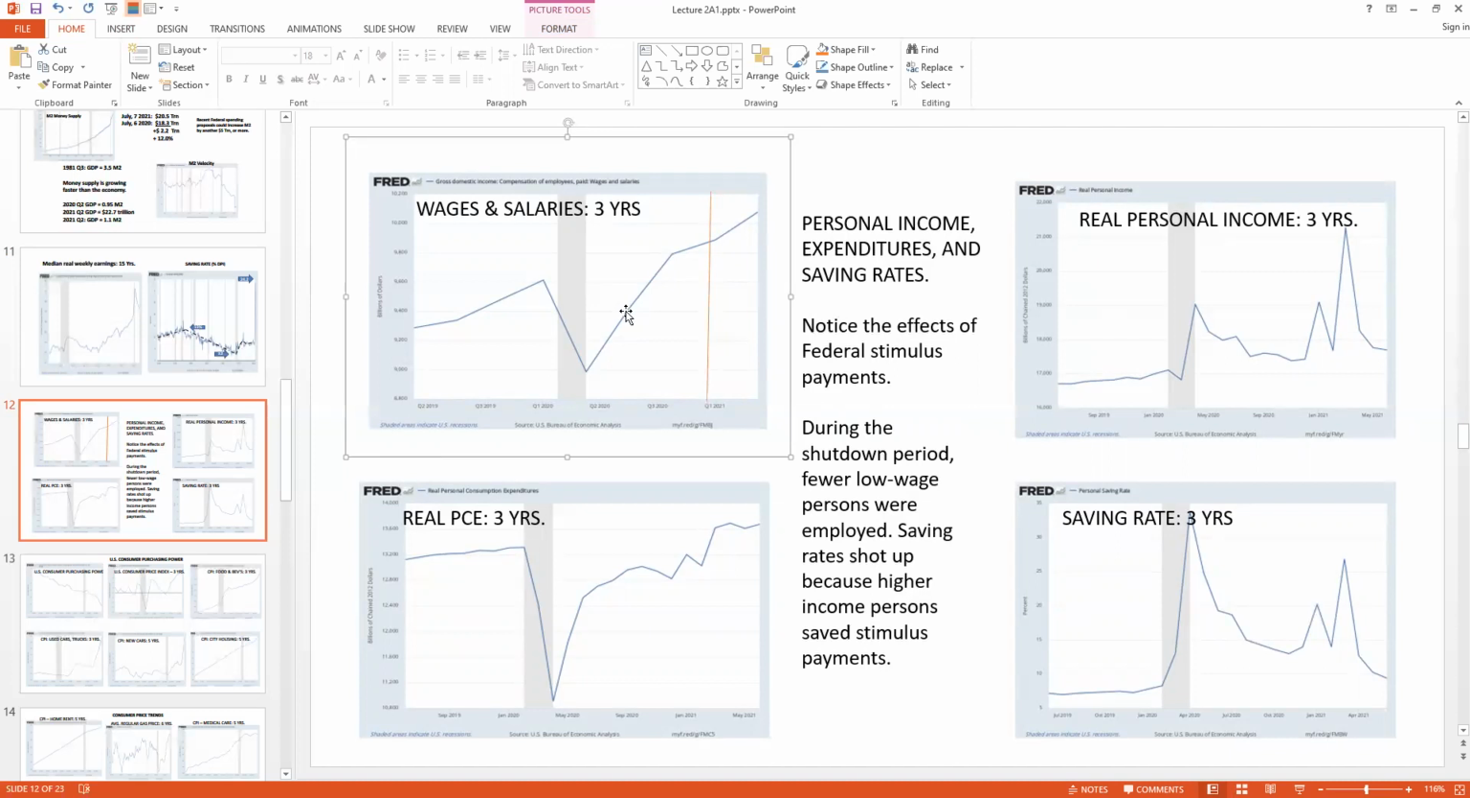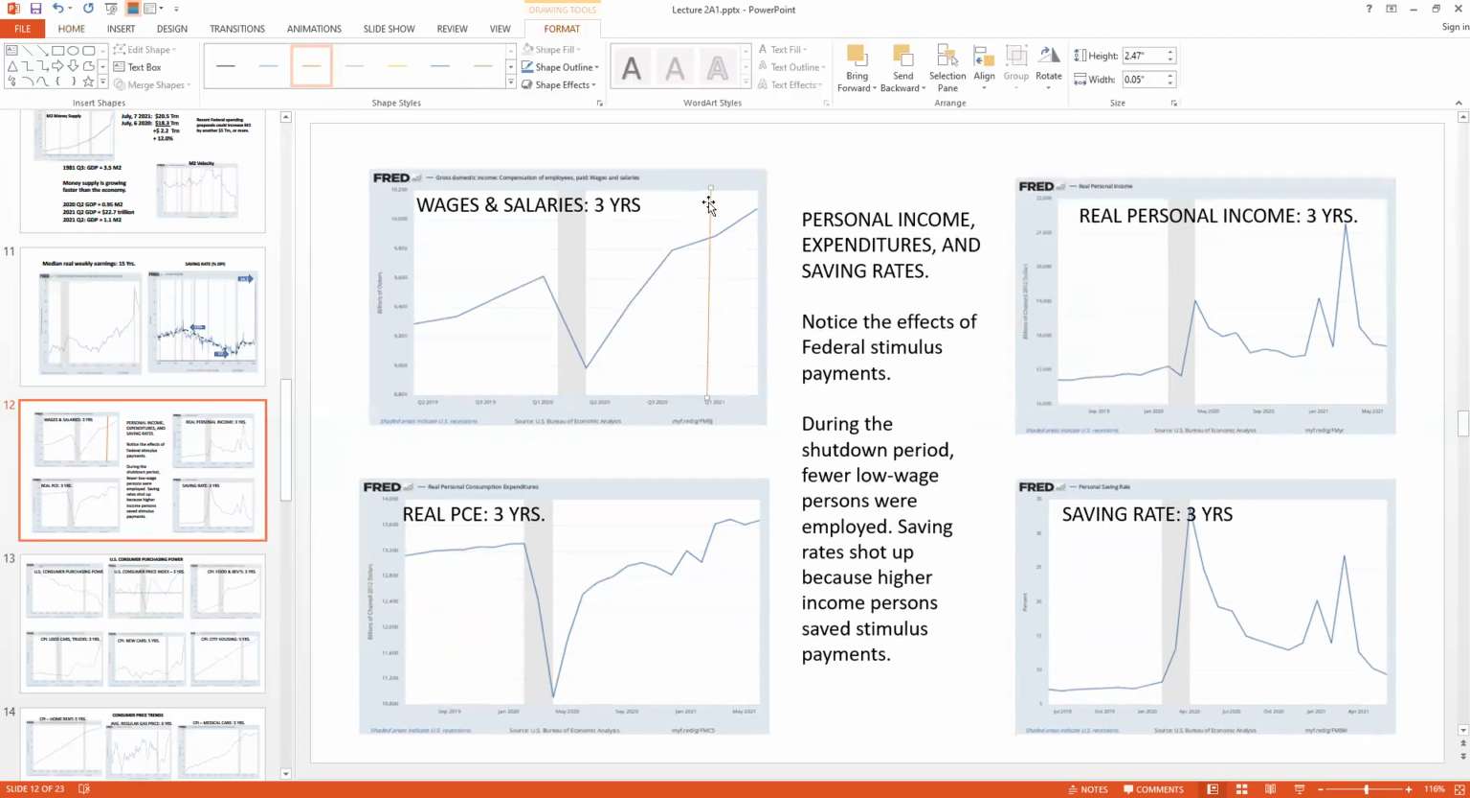And really, for the first half of 2020, after the first quarter, wages and salaries were still below where they were and where they should have been. You know, this line should have continued to move up. But the U.S. economy has begun to recover.